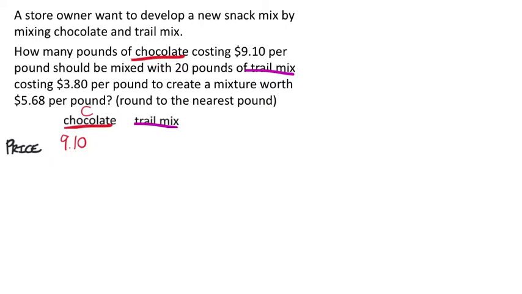So I would multiply that by C, which I'll define as pounds of chocolate. So C is pounds of chocolate. So $9.10 times the number of pounds of chocolate would tell me the price of just the chocolate part of it. But then we have the trail mix, which, again, I want to use Y, but we'll use T. That will be pounds of trail mix.